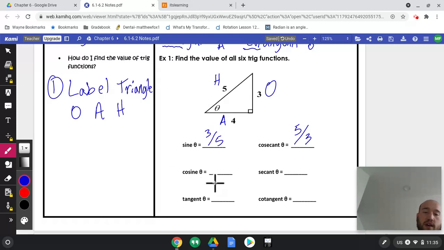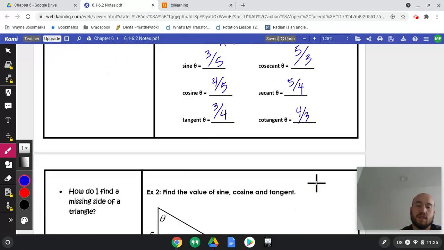Okay, our next one, cosine, adjacent over hypotenuse. In our case, that's going to be 4 over 5. If we flip that for the secant, 5 over 4. Finally, tan, for TOA, O over A, so 3 over 4. And then cotangent is 4 over 3. Now, with sine and cosine, the bigger number will always be on the bottom because it's the hypotenuse. And with cosecant and secant, the bigger number will always be on top. So keep that in mind. With tangent and cotangent, it could be either way. So let's keep going.